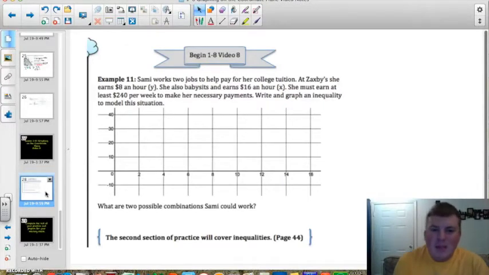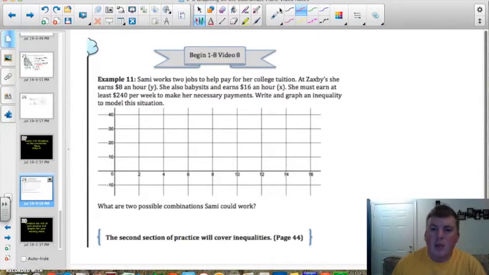Our last example, example 11, we have a word problem inequality. Sammy works 2 jobs to help pay for her college tuition. At Zaxby's, she earns $8 an hour, and we want to represent that with the variable y. And she also babysits and earns $16 an hour, and we want to represent that with the variable x. She must earn at least $240 per week to make her necessary payments. We want to write and graph an inequality to model this situation, and then give 2 possible combinations that she could work. So we need to start out by writing an equation.